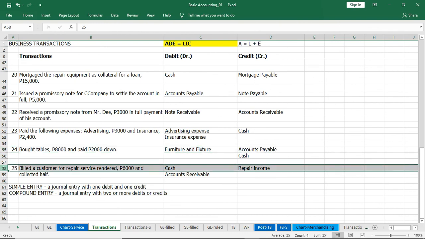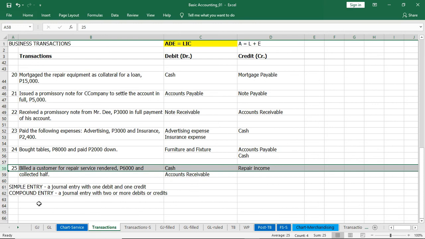Next, billed a customer for repair service rendered, 6,000 and collected half. Okay, 6,000 yung total pero ang na-collect lang ay kalahati. So, merong increase in asset, cash para dun sa nakolekta na kalahati. So, 6,000 times 50% or divided by 2. Cash, 3,000. And then yung balance, receivable. Accounts receivable, 3,000 din. Credit natin siya to income. Okay? For repair service rendered. So, credit to repair income.